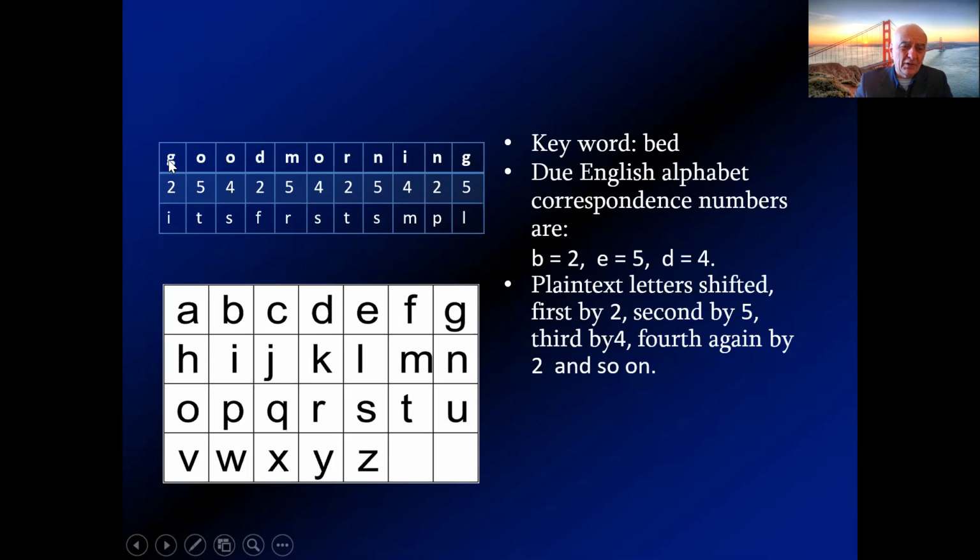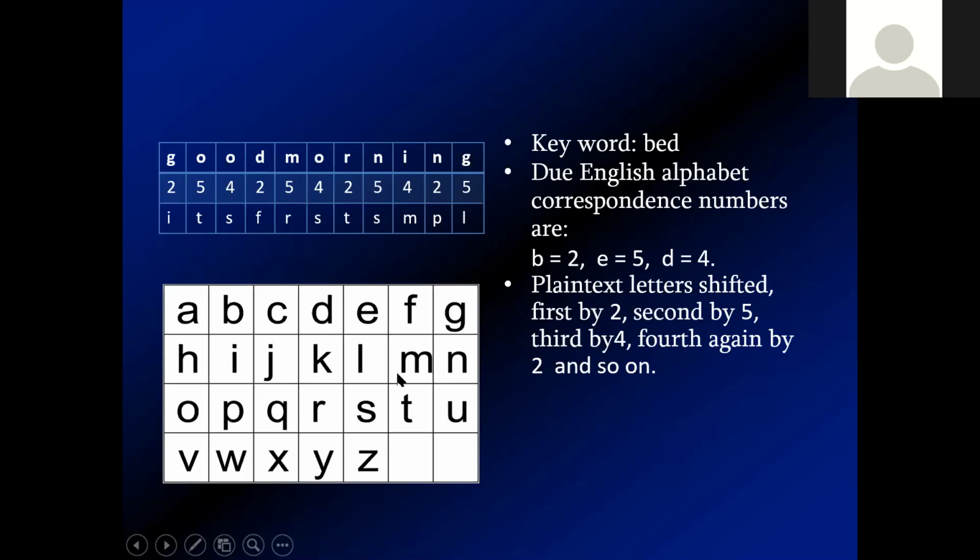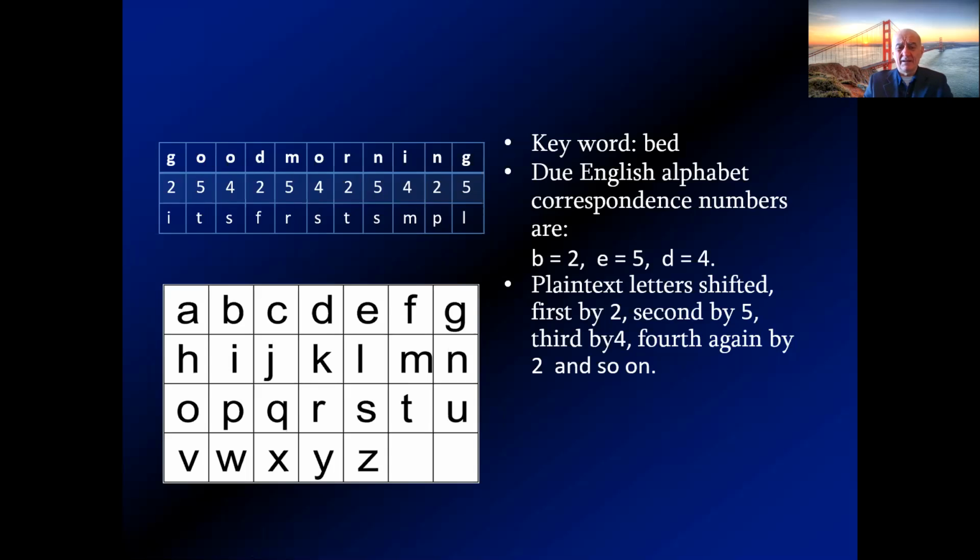And then, for example, G. Below G, we have 2. And letter G, we are shifting by 2 units. And we got letter I. The same when we need to encrypt letter O. Below O, we have 5. And we should shift O by 5 units. And the advantage of this cipher is that the frequency distribution is flat.